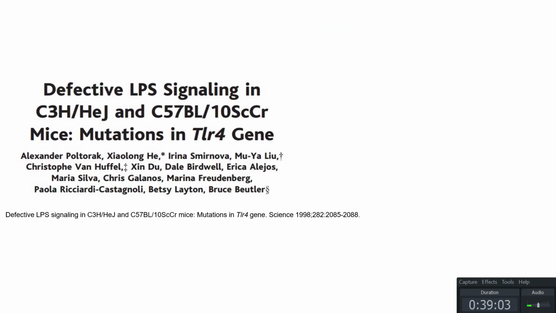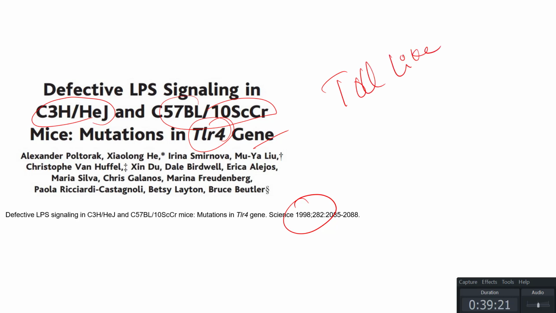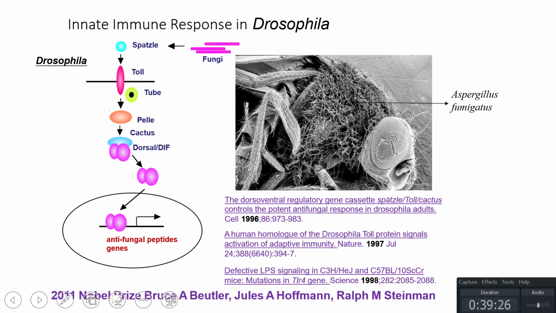Okay, so then in 1998, there was one more paper that came. They say that there is defective LPS signaling in C3H/HeJ and C57BL/10ScCr mice, with a mutation in the TLR4 gene. That is nothing but the Toll-like receptor gene. So that is what we are going to see, how it has happened.